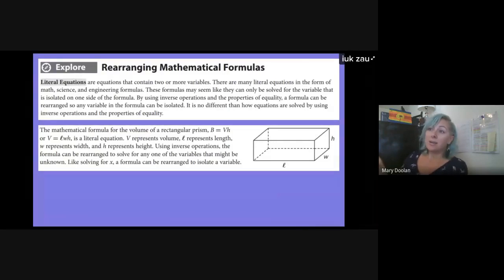And the B represents the base. Typically, capital B represents the base, length times width. V represents volume. Oh, it says it. L represents length, W represents width, H represents height. Using inverse operations, the formula can be rearranged to solve for any one of the variables that might be unknown, like solving for x. A formula can be rearranged to isolate the variable.